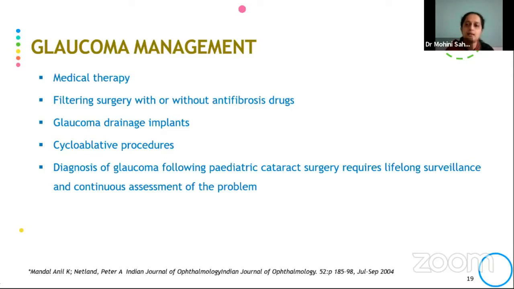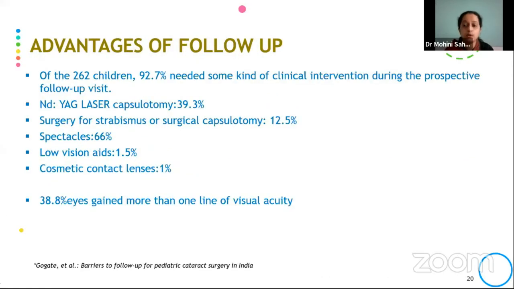This re-stresses the main issue: long-term follow-up, which unlike adults, where it is only 4 to 6 weeks, here is a long-term follow-up over many years, is very important in these children. The MIRROR study found that 92.7% of the children required some kind of clinical intervention during a prospective follow-up visit. Not only that, 38.8% of these eyes gained more than one line of visual acuity due to these interventions.